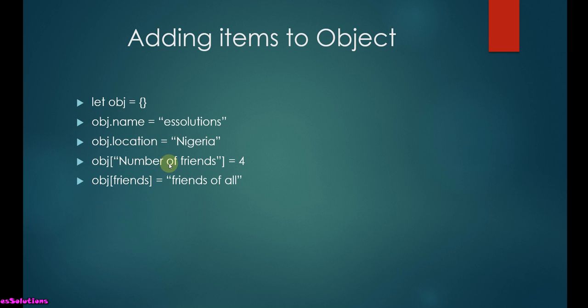So as a rule of thumb for me, I don't bother using the dot approach. I prefer to use this square bracket approach because it can encompass every situation, unlike the dot approach, which you can only use when there are no spaces in the property name. I hope that makes things clear.